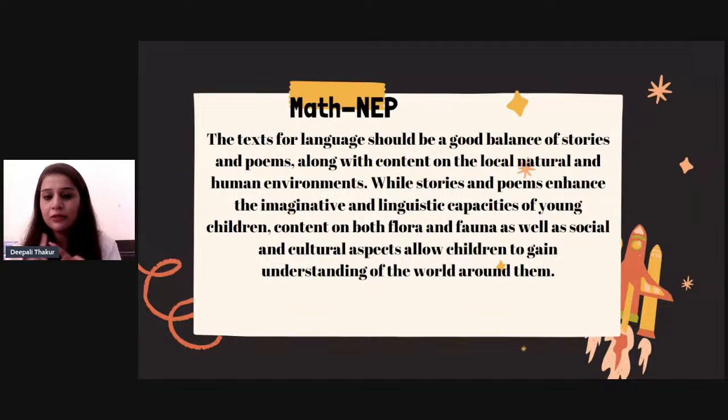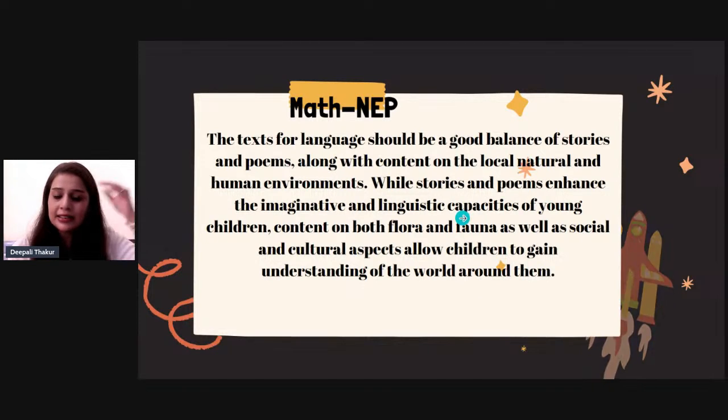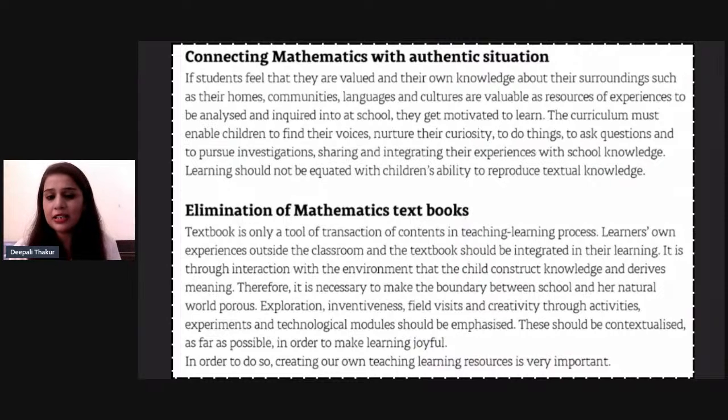So here, this is math, and this is NEP. The textbook language should have a good balance of stories and poems along with the content on the local, natural, and human environment of children. Now, if I'm in Pune and I talk about Ludhiana's environment, children might not know. So let's not do it. Let's have questions with flora, fauna, everything that is around children, that they can see, visualize, understand, connecting mathematics with authentic situations. Nobody goes and buys 64 watermelons. We cannot give those questions to our students. Nobody goes thousands of kilometers. No, nobody walks that much.